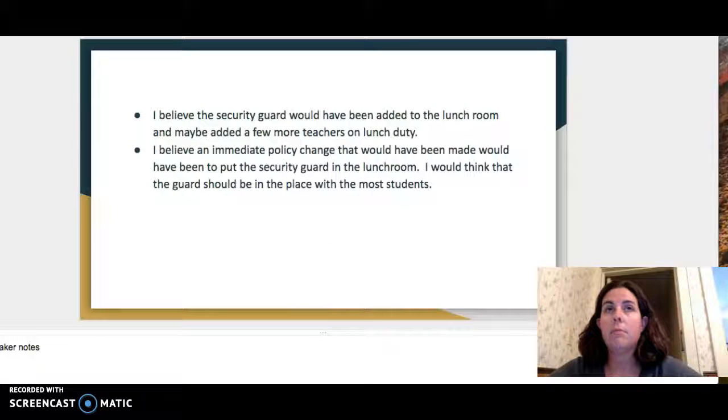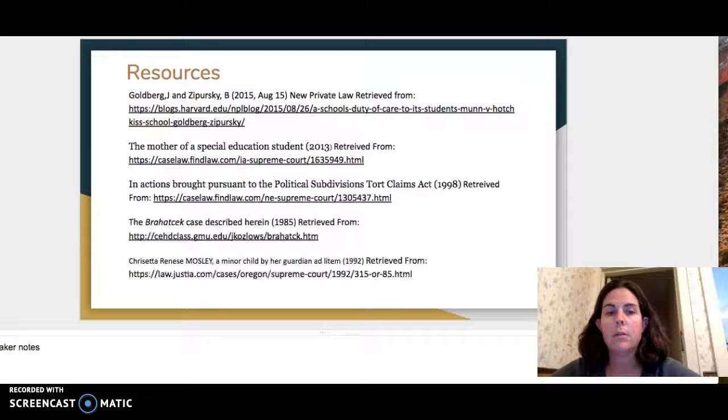I believe that immediately the security guard needs to be in the lunchroom and that there could be a few more teachers added on lunch duty. I do believe that the policy should be changed to show the fact that the security officers need to be in the lunchroom, because most likely at that time that's where a majority of the students are going to be.